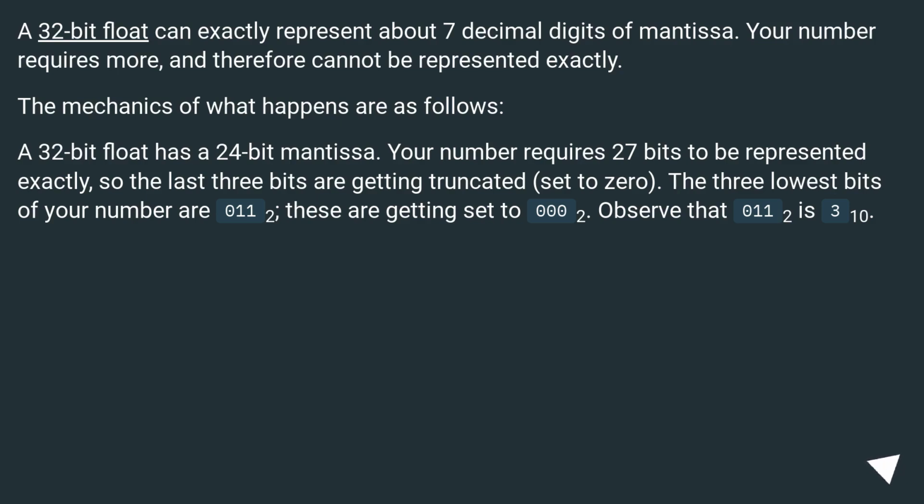The 3 lowest bits of your number are 011 in binary. These are getting set to 000. Observe that 011 in binary is 3 in decimal.